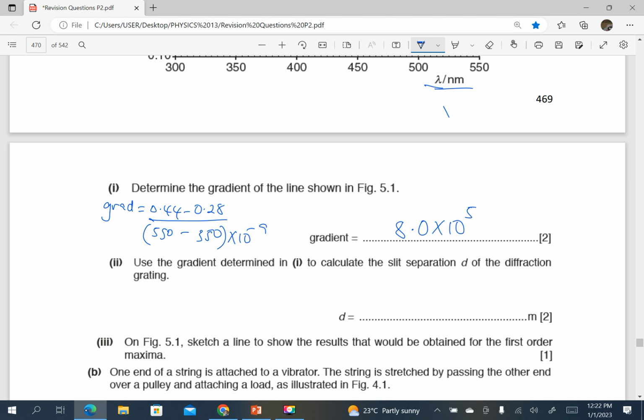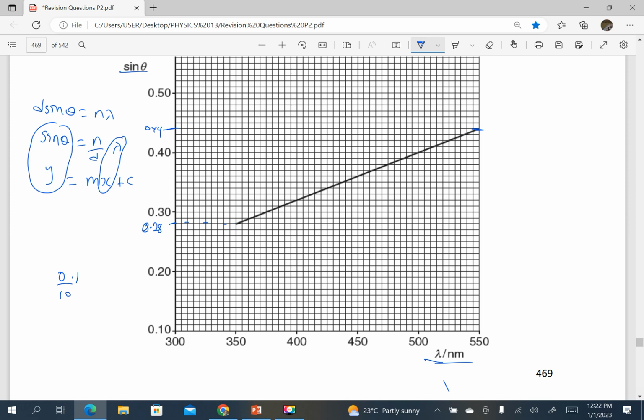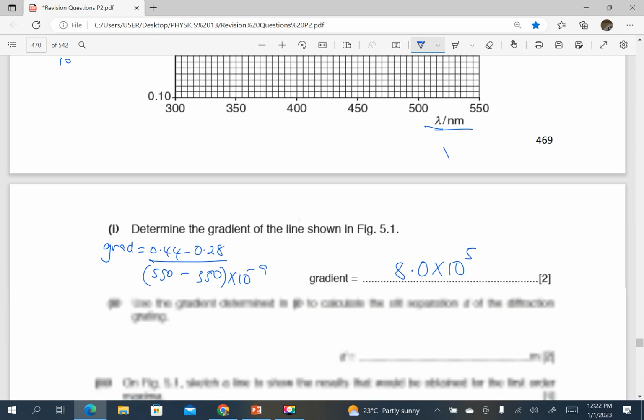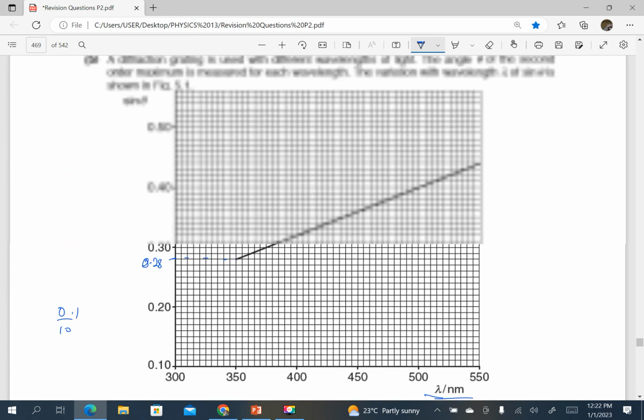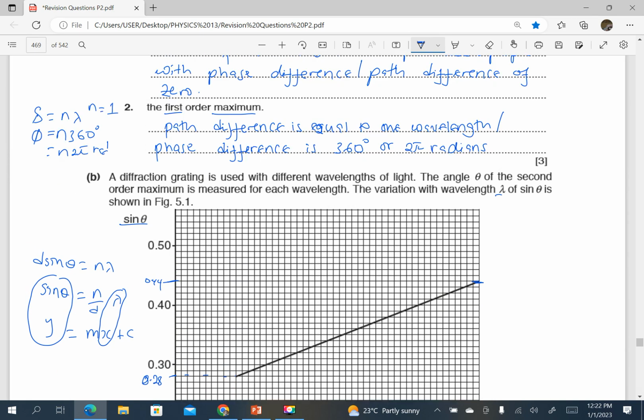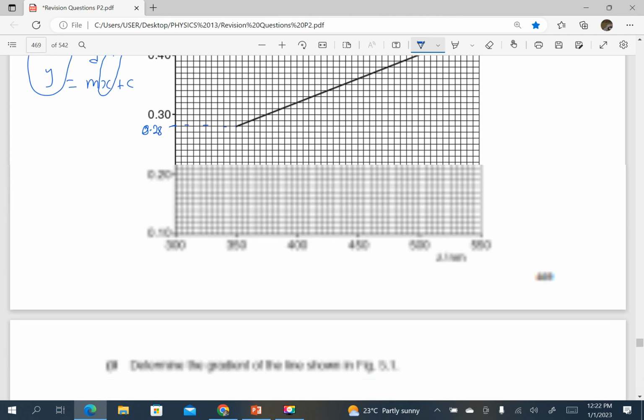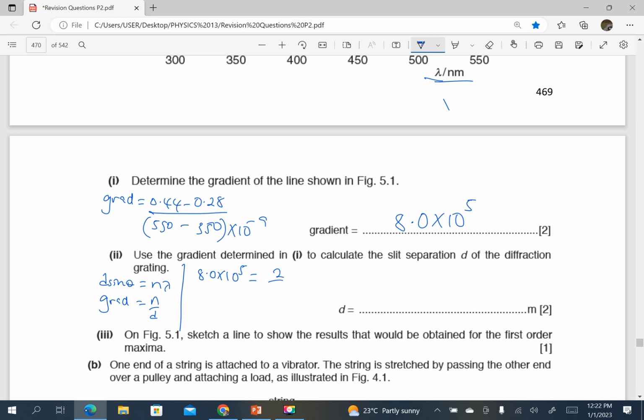Use the gradient determined in part 1 to calculate the slit separation d of the diffraction grating. Remember, we have already established that the gradient is equal to n over d. So d sine theta is equal to n lambda, and the gradient is n over d. So the gradient, 8.0 times 10 power 5, is equal to n over d. Which order is that? The angle theta of the second order. So n is 2. So 8.0 times 10 power 5 is equal to 2 divided by d, so d is 2 divided by 8.0 times 10 power 5.